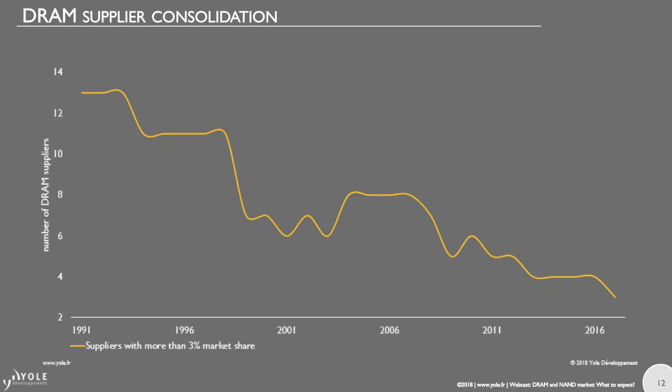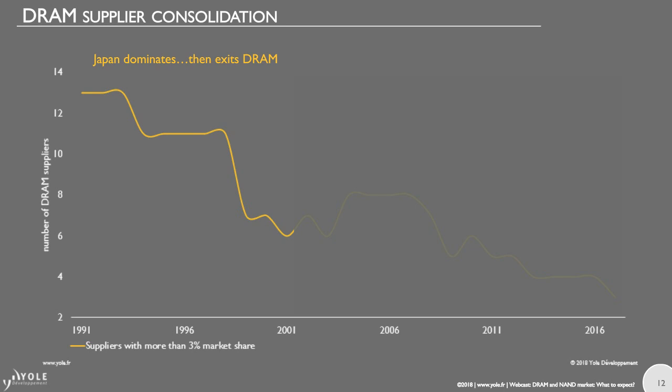So theme one, supplier consolidation. Here we have a chart of the number of suppliers with at least 3% market share. If you look back to the early 90s, there were 13 of these suppliers in the market with at least 3% market share. This is an era when Japan really dominated the DRAM market. However, during the 90s, due to hyper competition and some pretty significant periods of oversupply, a lot of these Japanese companies simply exited DRAM.